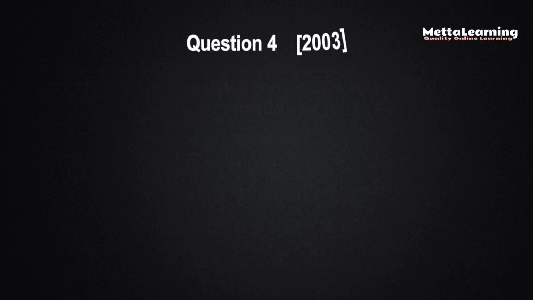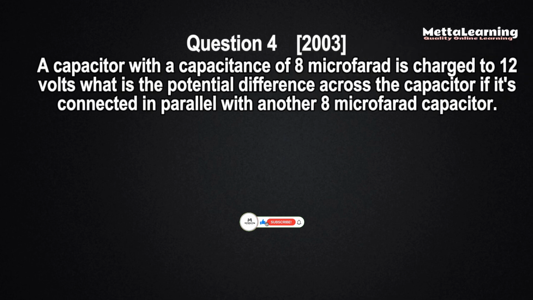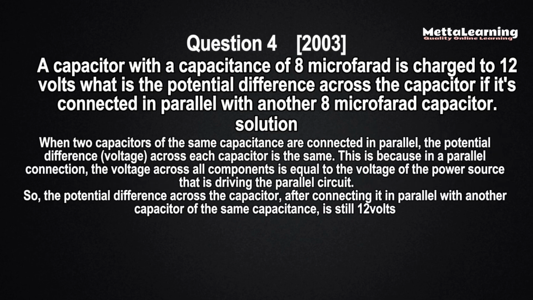The next question we have here is from the WAEC past question 2003. It says a capacitor with a capacitance of 8 microfarad is charged to 12 volts. What is the potential difference across the capacitor if it's connected in parallel with another 8 microfarad capacitor? How do we solve this? In a parallel combination, the potential difference across each capacitor is the same. Thus, the potential difference across the parallel combination remains 12 volts, which is the answer to this question.